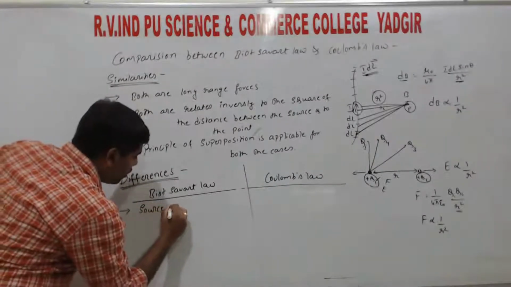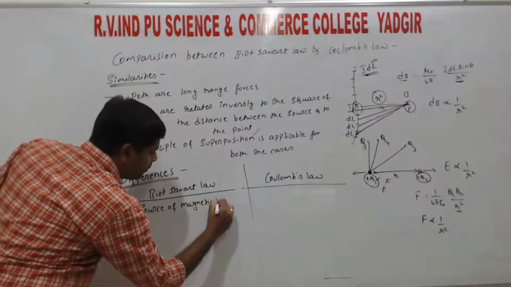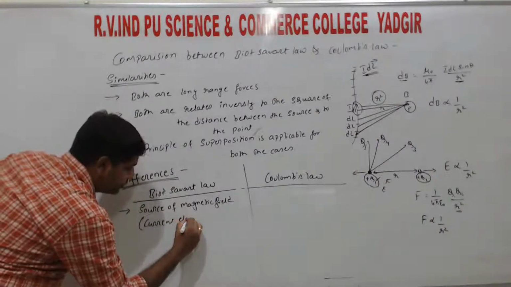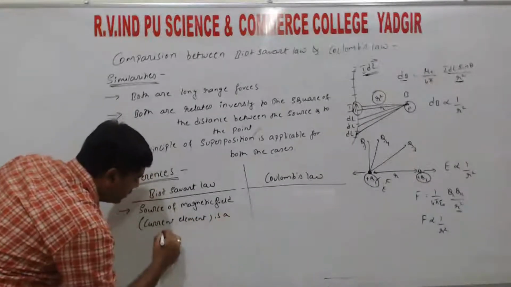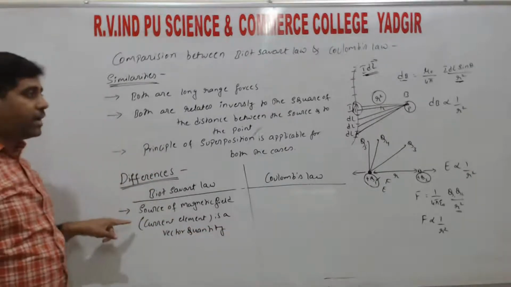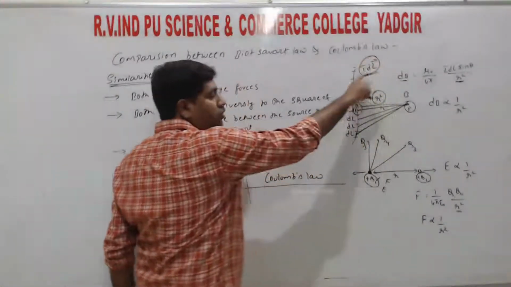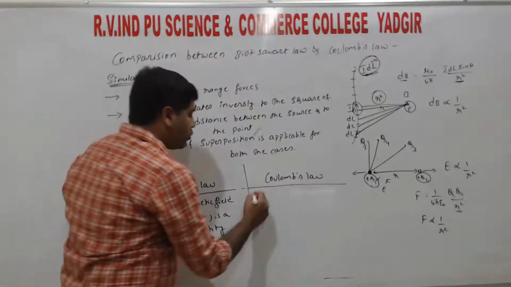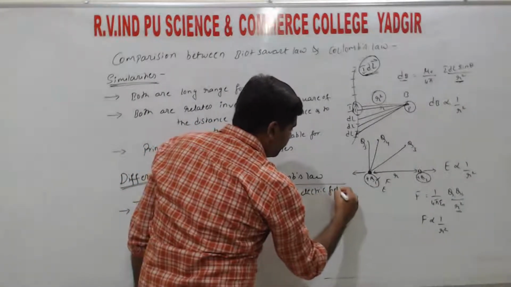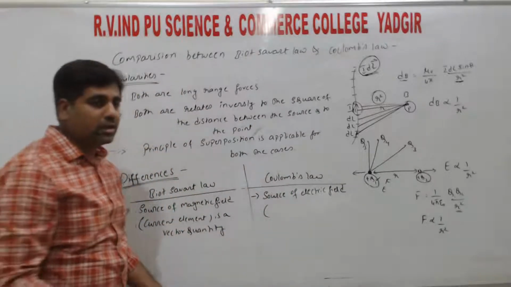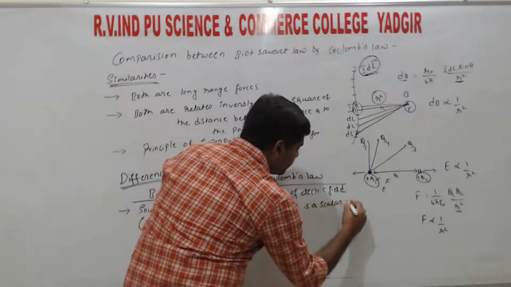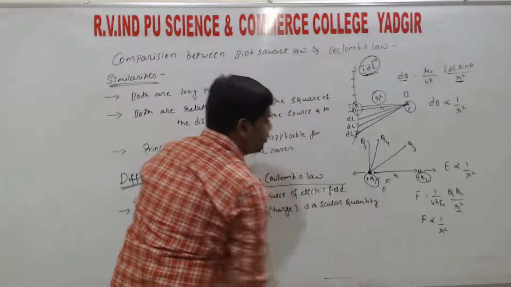So the source of the magnetic field is the current element, which is a vector quantity. So this one is the first difference. The magnetic field is produced by the current element, and that current element is a vector quantity, right? In Coulomb's law, the source of the electric field is the charge. So the charge is a scalar quantity, right?